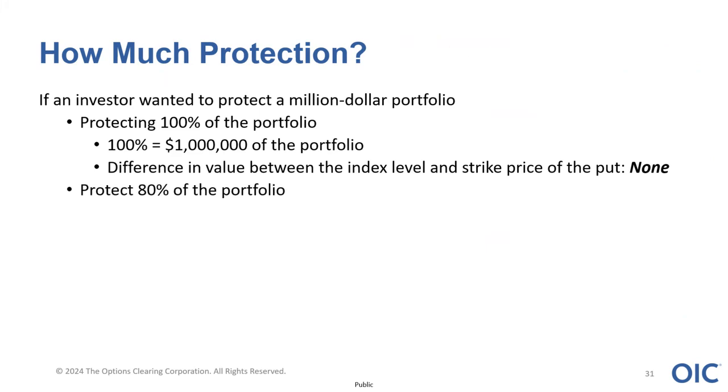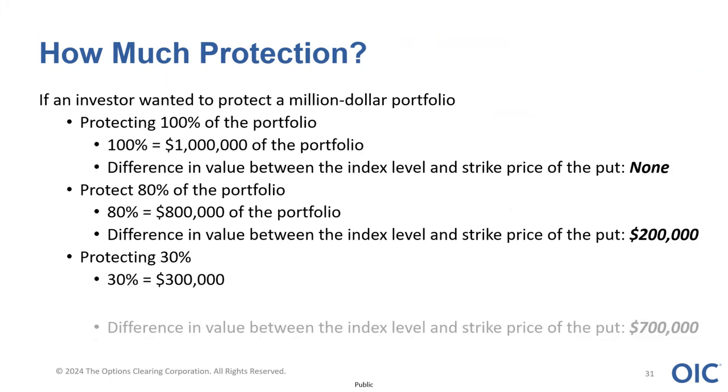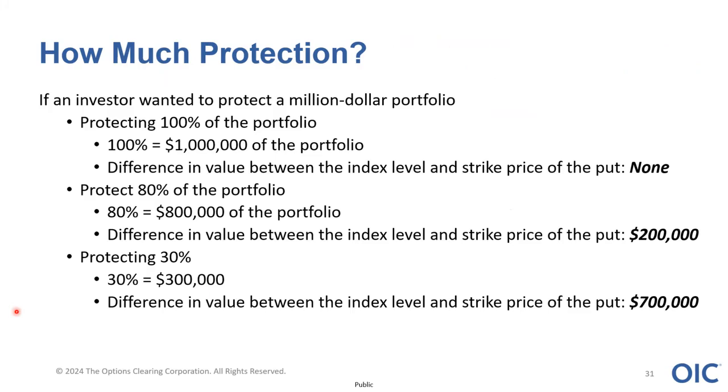If you want to protect 80% of the portfolio, you can do the math. 80%, $1 million portfolio, you want to protect 800 grand of this portfolio. That means the difference in the value between the index level and the strike price of where you can strike that put is about 200 grand in notional value. Again, you can do the math here. Protecting 30% of the portfolio, you're going to want to protect 300 grand. The difference in the value there is going to be 700 grand from that $1 million portfolio.